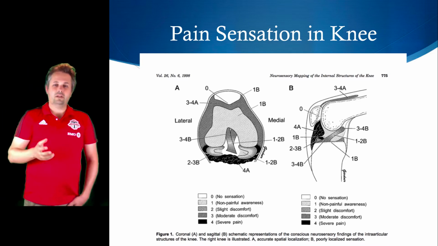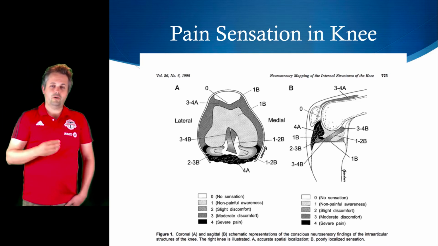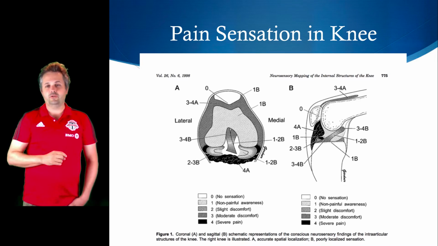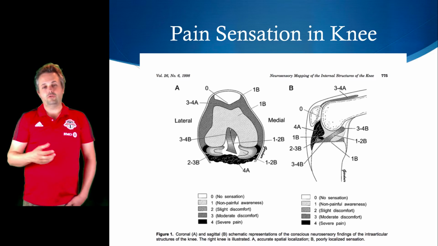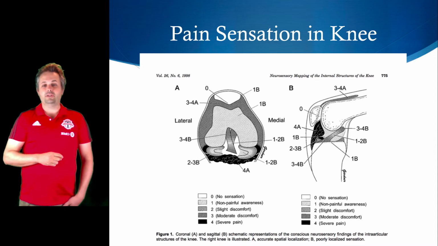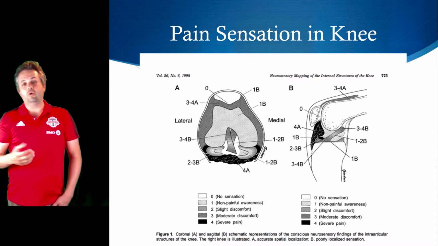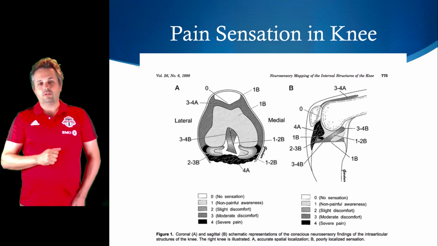The next most tender tissues are the most proximal and most distal segments of the anterior cruciate ligament. And interestingly enough, where the ACL is commonly torn in the mid portion, it's a lot less sensitive, but also it doesn't localize as well. And that goes as well with the meniscus.